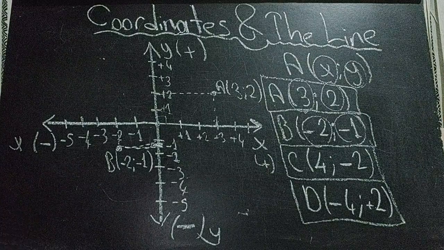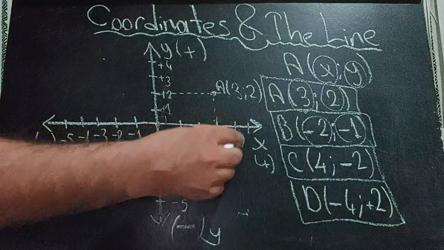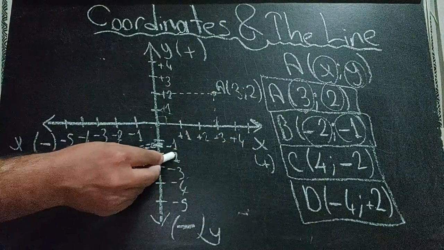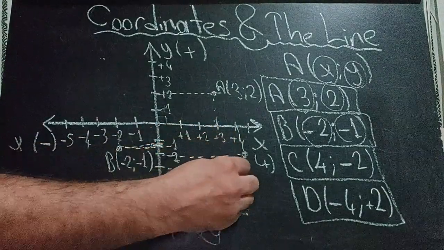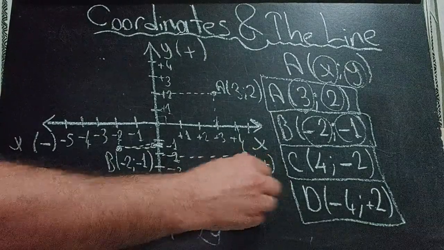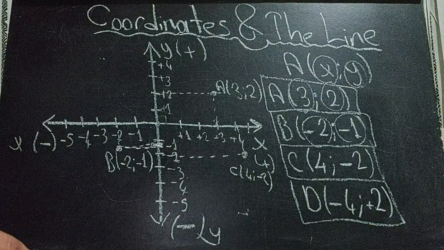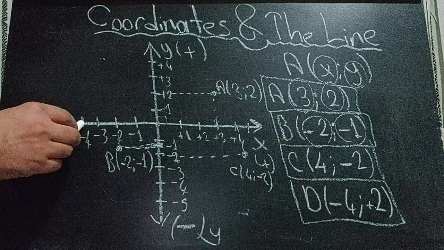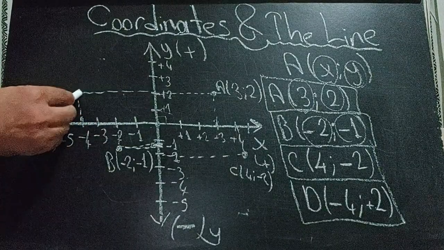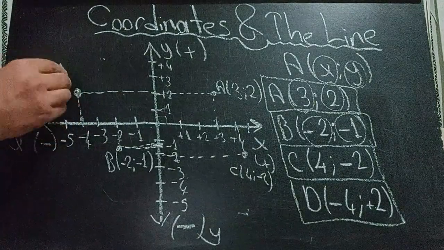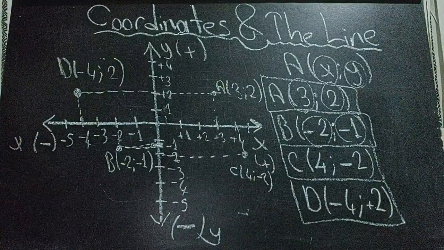Right. For C, 4, negative 2. 4 for x is there, and negative 2 is there. This horizontally, this vertically, and they meet there. That will be C, which is 4, negative 2. And for D, negative 4 for x is there, and for y, positive 2. Positive 2 there. Okay, I will extend like this. There's 1, 2 there, and they will meet there. This point will be D, negative 4, positive 2. All right.